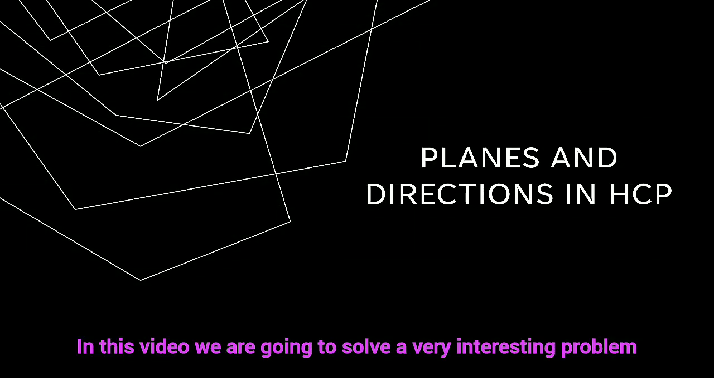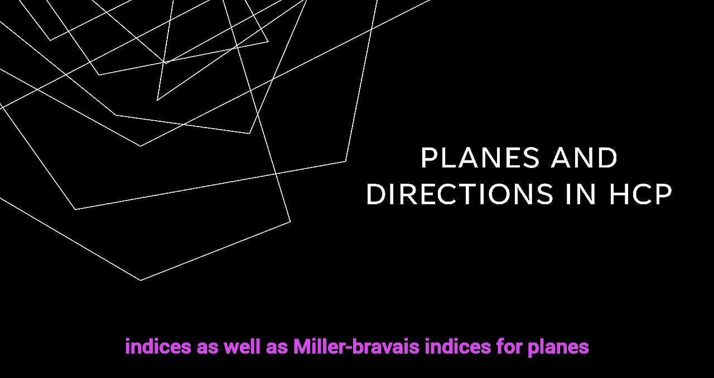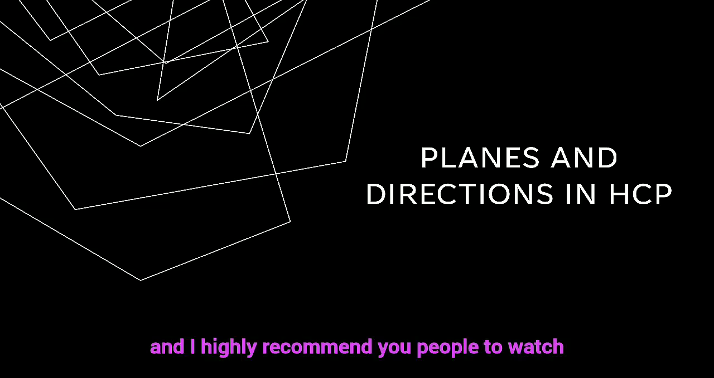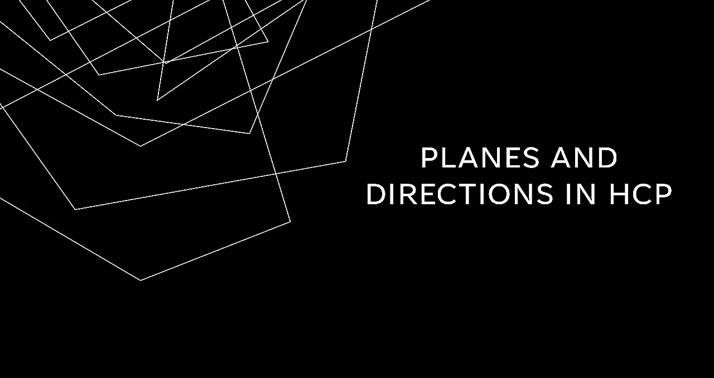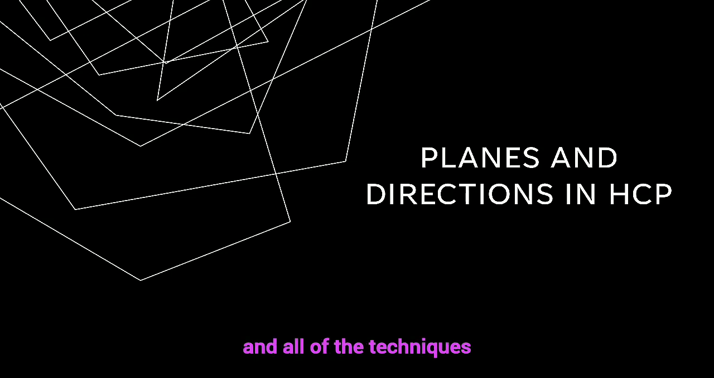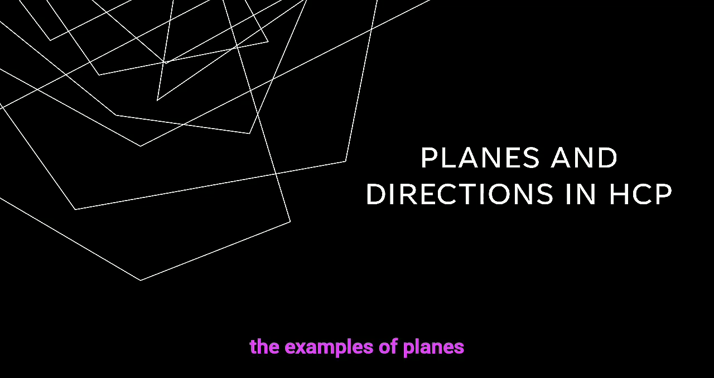In this video we are going to solve a very interesting problem. This problem is related to finding out Miller indices as well as Miller-Bravais indices for planes and directions in HCP. Now these planes and directions are a bit technical and different from the ones that we have previously done, and I highly recommend you watch this video till the end because it requires you to integrate all of the concepts and all of the techniques that you have learned before separately to utilize in the examples of planes and directions that we are going to see.